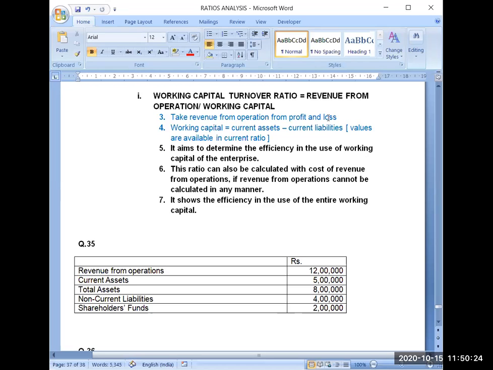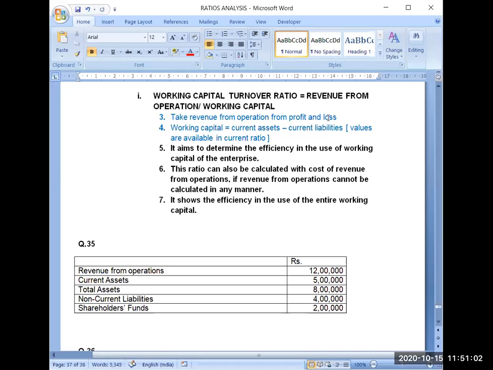This ratio can also be calculated with cost of revenue from operations. Suppose in the question cost of revenue from operations is given, revenue from operations is not given, and you don't have any clue regarding calculation of revenue from operations, meaning no other information is given that will enable you to calculate it. Then in the numerator, instead of revenue from operations, you will write cost of revenue from operations. You can calculate this ratio in exceptional circumstances with the help of cost of revenue from operations.